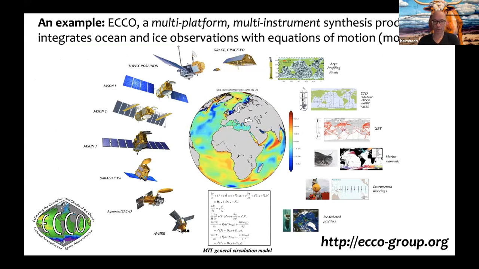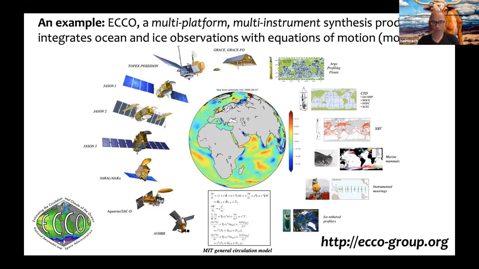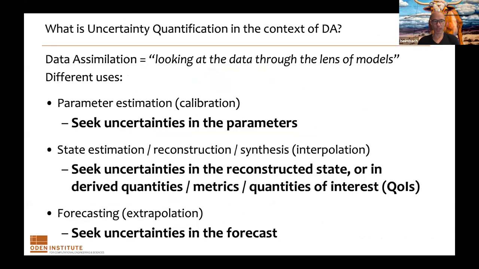I'm not going to talk too much about this, but you see all the different data streams that go into this product. And so, as we've said, data assimilation: what is uncertainty quantification in the context of data assimilation? I think it's important to also recognize ECCO is, of course, one application of data assimilation. It's what we would call reconstruction or state estimation, but there are other uses and applications of what's more widely considered an inverse method, right? Some forms of data assimilation do this for parameter estimation or calibration.